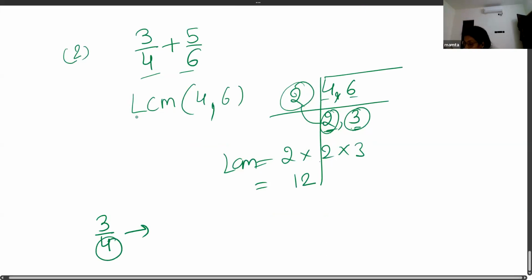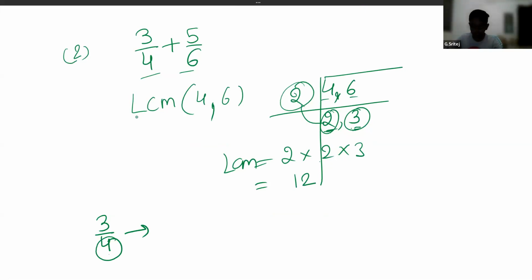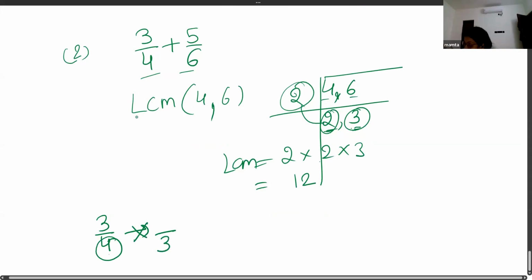Now, the first fraction is 3 by 4. How can you convert this 4 into 12? By multiplying by 3. We are not allowed to multiply only the denominator. If we multiply the denominator, we need to multiply the numerator also. So we are multiplying 3, 3, just to make the denominator 12. So simplify it. 3 times 3 is 9. 4 times 3 is 12.